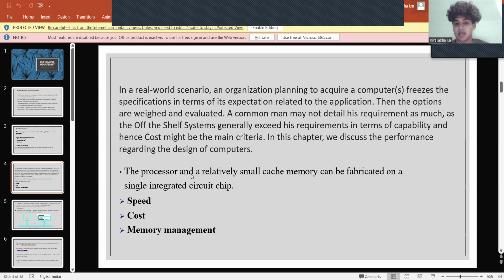The processor and a relatively small cache memory can be fabricated on a single integrated circuit chip. The processor and the small cache memory are both in a single integrated circuit chip, where speed, cost, and memory management are important.